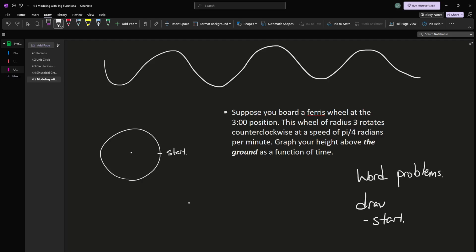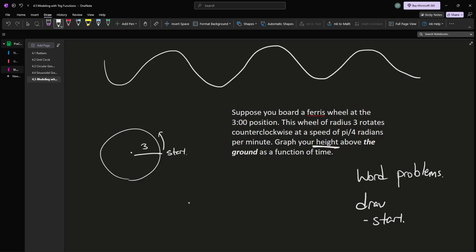What we care about right here, we want to graph my height above the ground. So I want to see how high above the ground I am at every single moment. That is the value, a variable I care about. So going back to this, we board the wheel at 3 o'clock. The wheel of radius 3, so it's labeled the radius. This wheel rotates counterclockwise at a speed of pi over 4 radians per minute.